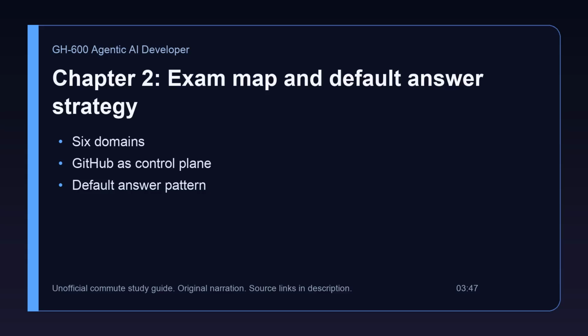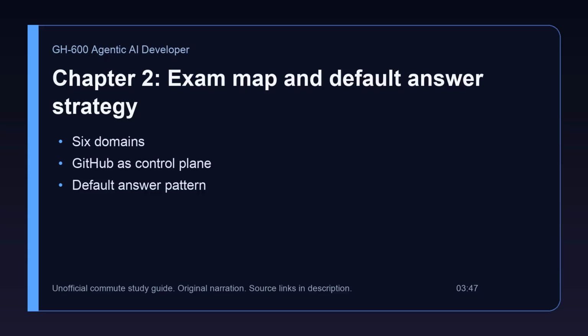Domain 5 is orchestrate multi-agent coordination. This is 15 to 20%. It covers parallel execution, isolation, conflict detection, handoffs, post-hoc analysis, recovery, and agent lifecycle. Domain 6 is implement guardrails and accountability. This is 10 to 15%. It covers autonomy levels, least privilege, human in the loop, compliance-sensitive actions, and auditability.